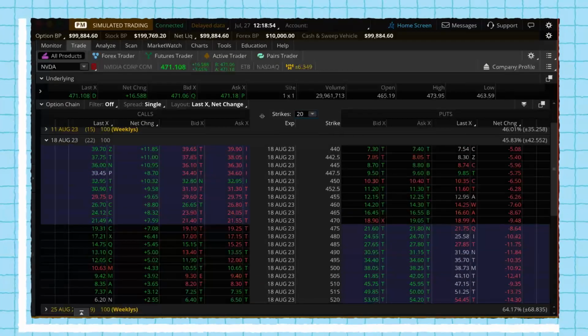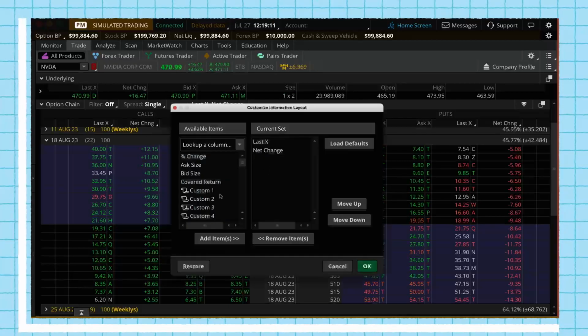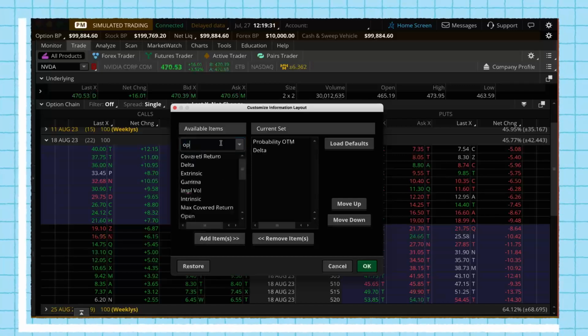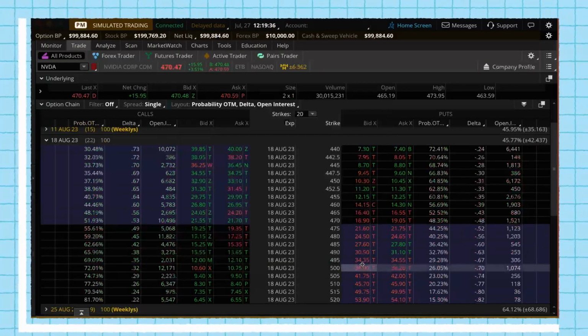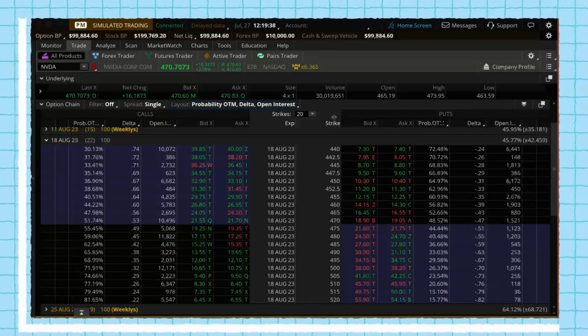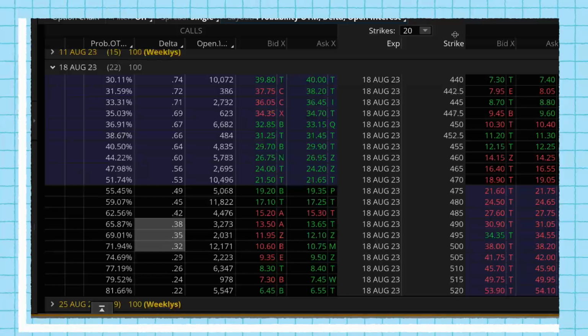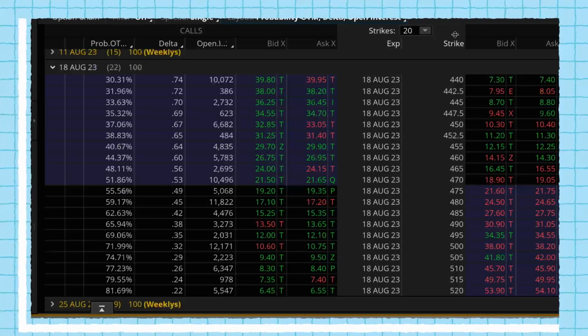To pick my strikes, I needed more to choose from, so I increased the number available on the option chain. Next, I changed the layout to include the probability of expiring out of the money, delta, and open interest. When selling options, many traders use delta as a rough estimate of the option's probability of expiring out of the money. So they'll look for strikes with a delta around 30 because they tend to offer a good balance between the size of the premium and the probability of expiring out of the money.